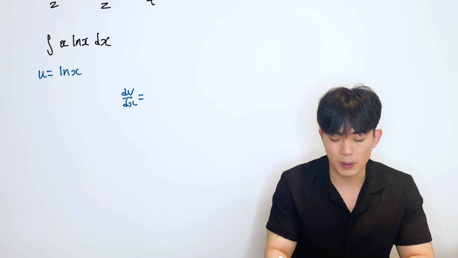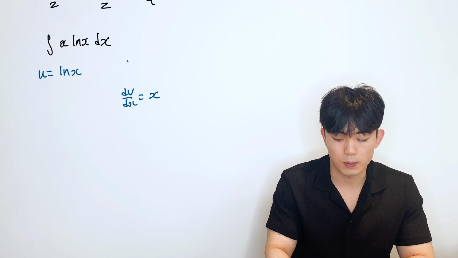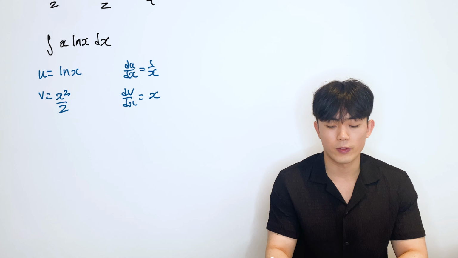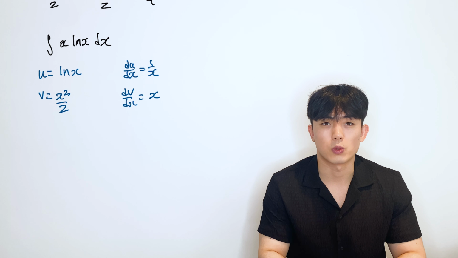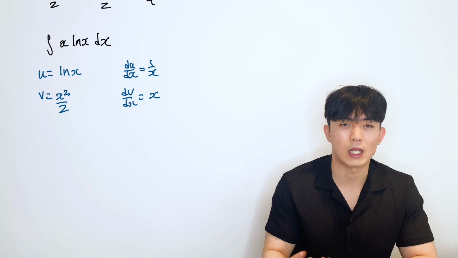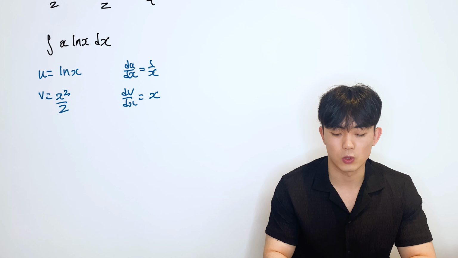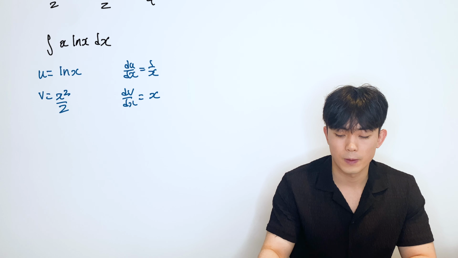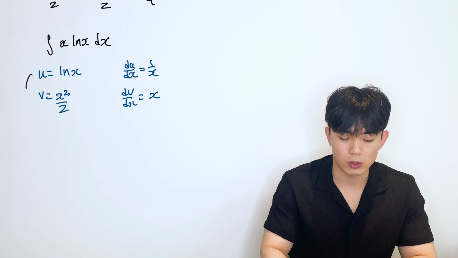In which case, dv by dx is now x, and du by dx is now 1 over x, and v is just x squared over 2. The reason why we set u as ln x is because we can't integrate ln x, right? That's not possible. So we have to set u as ln x because we can actually differentiate it but not integrate it.